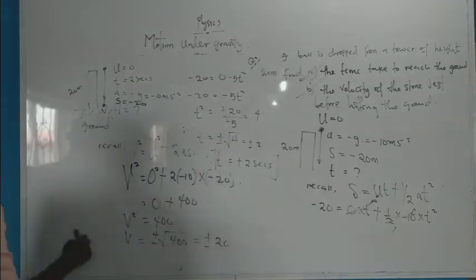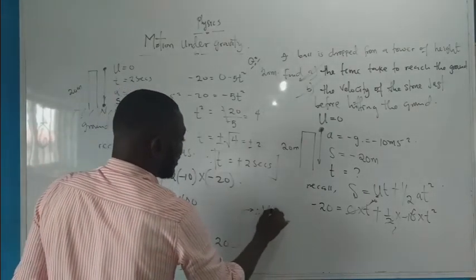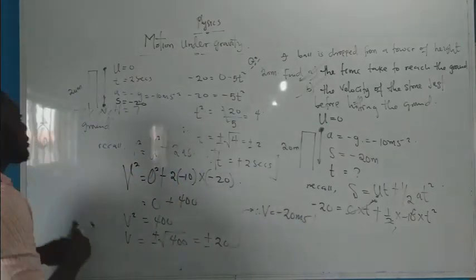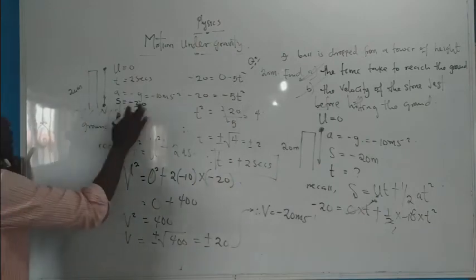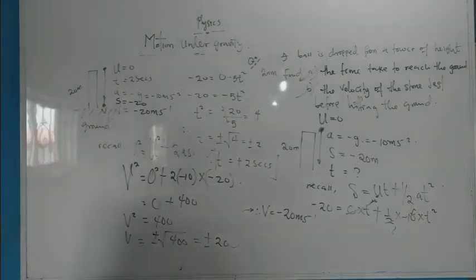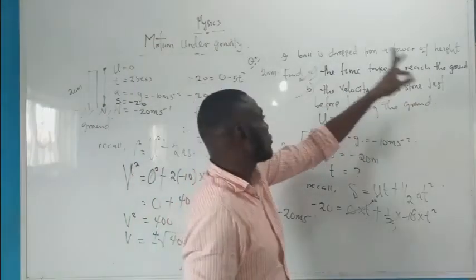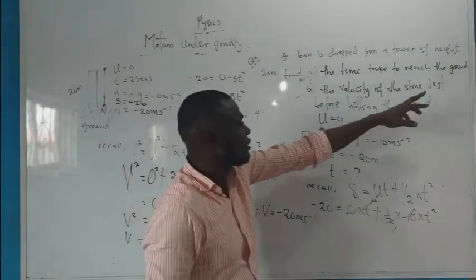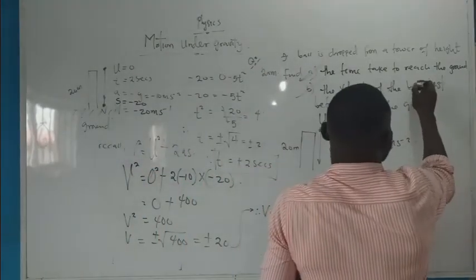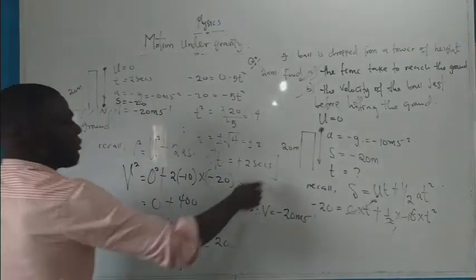Okay? So the velocity v, therefore v equals minus 20 meters per second. It is minus because it's coming downward. So it's minus 20 meters per second. That's the velocity. The ball is dropped from a tower of height 20 meters. Find the time taken to reach the ground. B. The velocity of the ball just before hitting the ground.